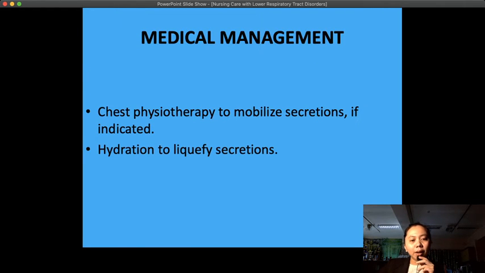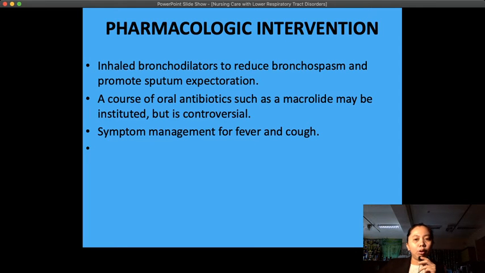Okay. Medical management: chest physiotherapy to mobilize secretions if indicated, and hydration to liquefy secretions. Pharmacologic intervention: inhaled bronchodilators to reduce bronchospasm and promote sputum expectoration. A course of oral antibiotics such as a macrolide may be instituted but is controversial. Symptom management for fever and cough.